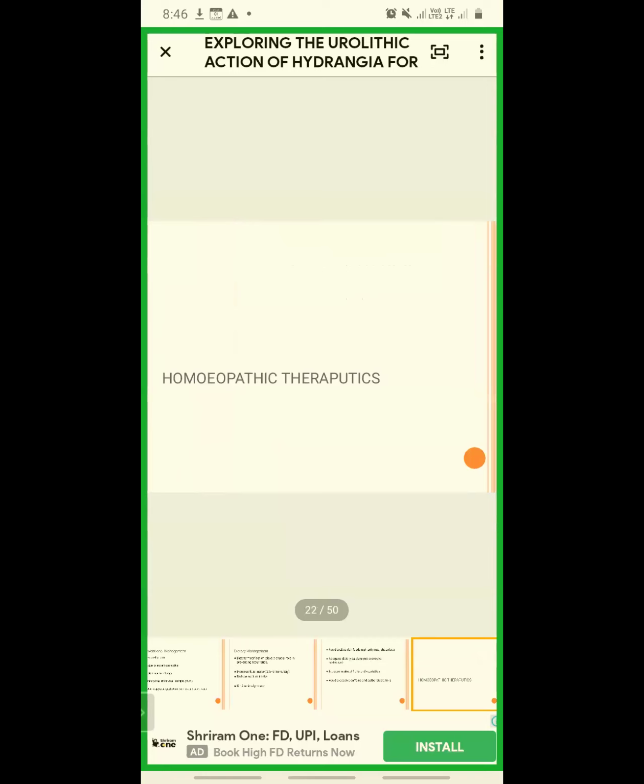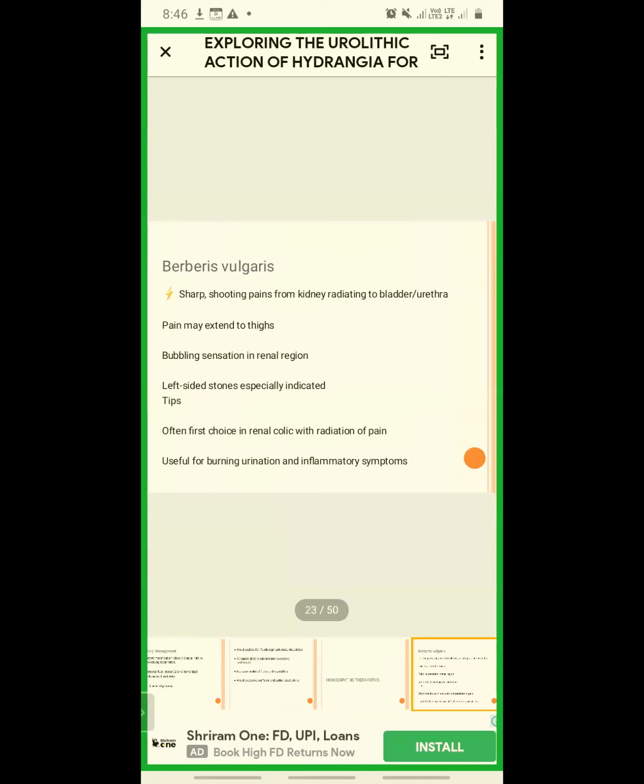Next is homeopathic therapeutics. There are plenty of medicines in homeopathy available for renal calculi. So first one is Berberis vulgaris. In Berberis vulgaris, the pain is the typical one we studied during our UG, that is burning, soreness, numbness, and lameness. There is sharp shooting pain from the kidney radiating to the bladder or urethra, pain extending to the thighs. There is a bubbling sensation in the renal region, and left-sided stones are mainly in Berberis. We can see left-sided renal calculi, and it is the first choice with colicky pain.